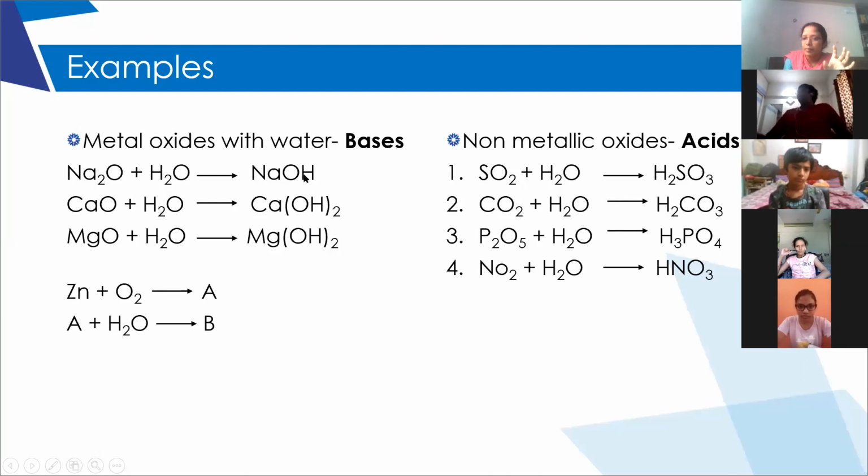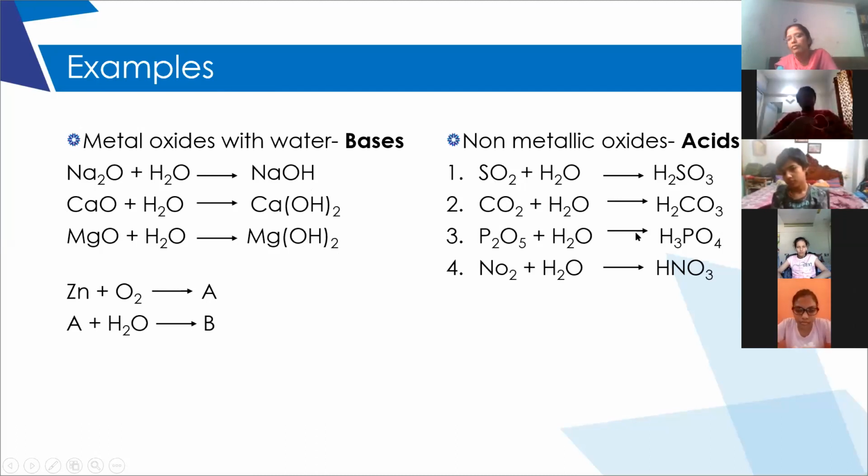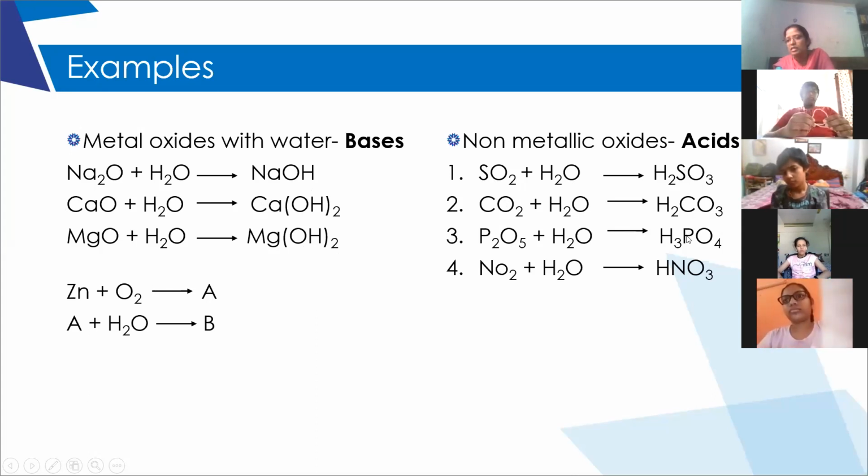So what is a base? A substance which contains hydroxide ion. We also call them alkalis, right? And the substance which contains H plus ion, proton, is called an acid. So these metallic oxides, when they react with water, form basic hydroxides. And non-metallic oxides, when we dissolve them in water, form acids: sulfurous acid, carbonic acid, phosphoric acid, and nitric acid. Yes, Rohan?